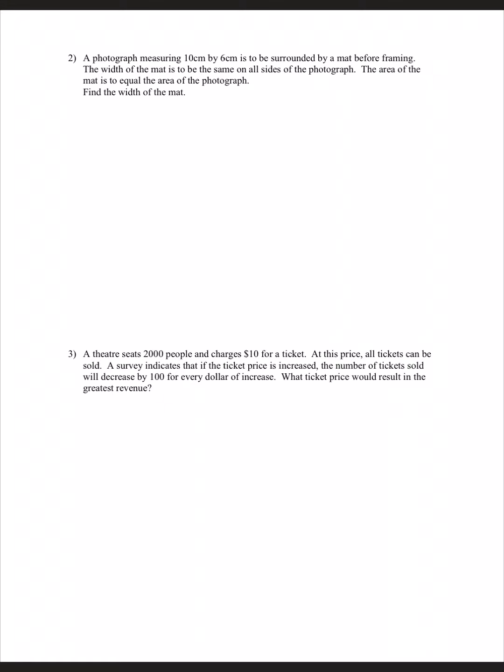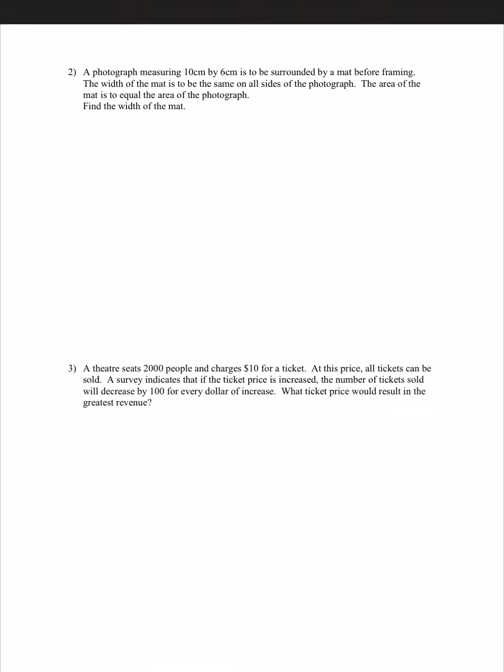Okay, it says a photograph measures 10 centimeters by 6 centimeters to be surrounded by a mat before framing. The width of the mat is to be the same on all sides of the photograph. The area of the mat is equal to the area of the photograph. Find the width of the mat. So just like in our previous day's notes, we're going to try to draw a picture in this case. And we talked about this idea of a uniform width. So let's first draw a picture of what's going on here.